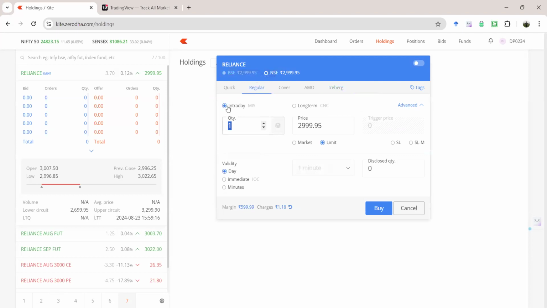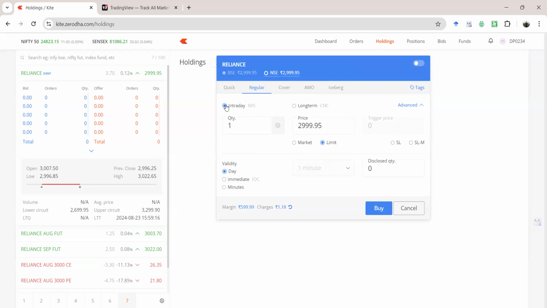We can place a regular order. In regular, we can use either BSE or NSE. What is the difference between these two? Sometimes BSE may have lower prices or higher prices, so accordingly we can select. NSE has slightly more liquidity, so I mostly execute orders with NSE.